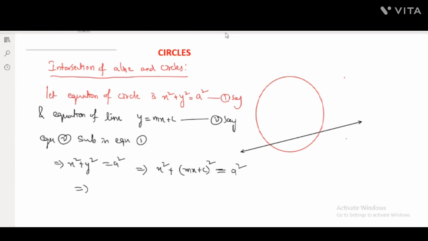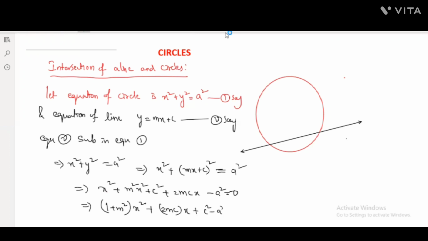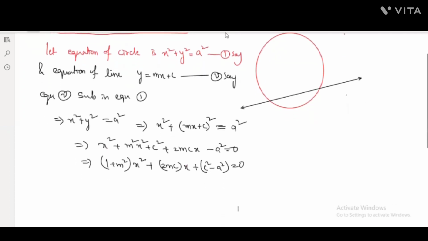If you simplify this, x square plus m square x square plus c square plus 2mcx minus a square is equal to 0. From here, we can take x square common from the first two terms: 1 plus m square into x square, plus 2mcx plus c square minus a square is equal to 0. This represents a quadratic equation in terms of x. So here we can take the different cases.